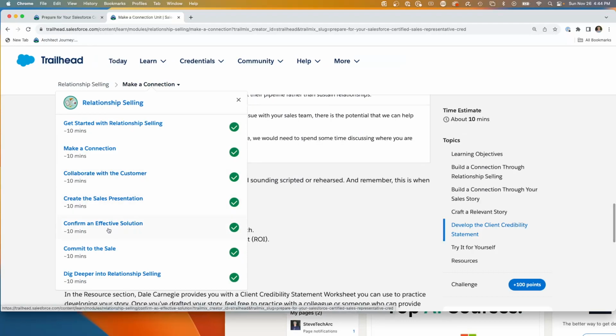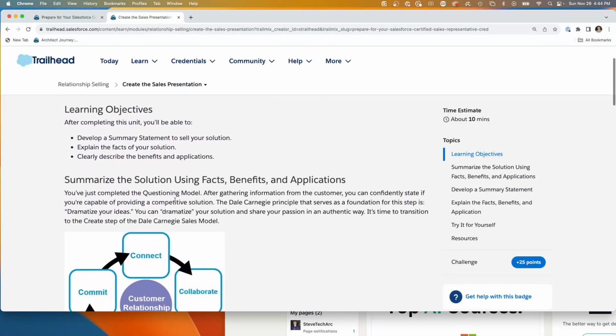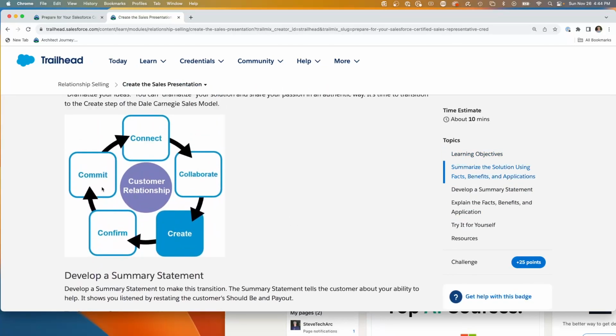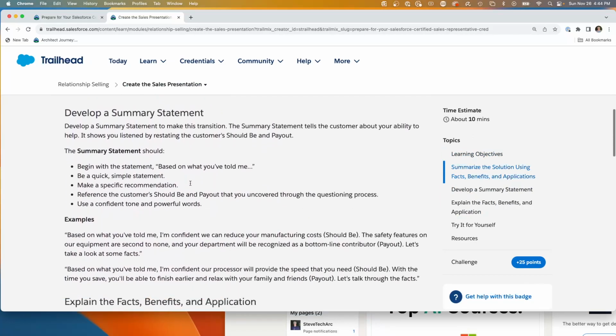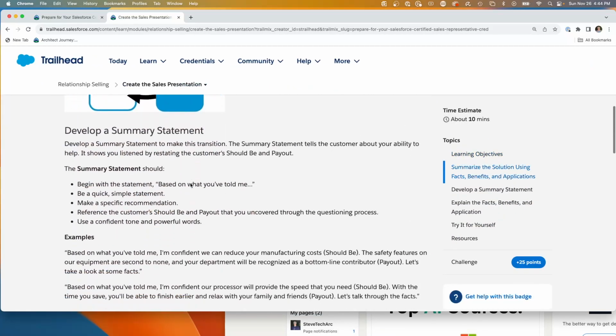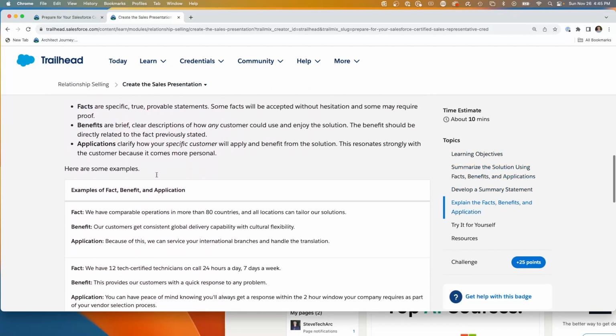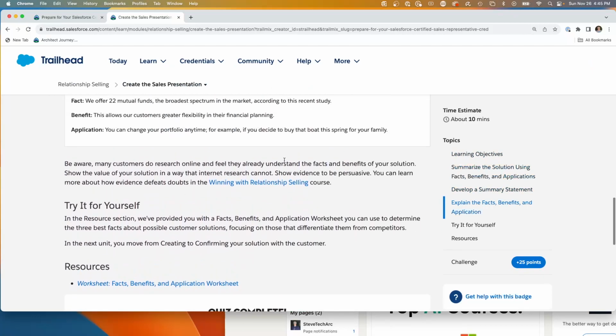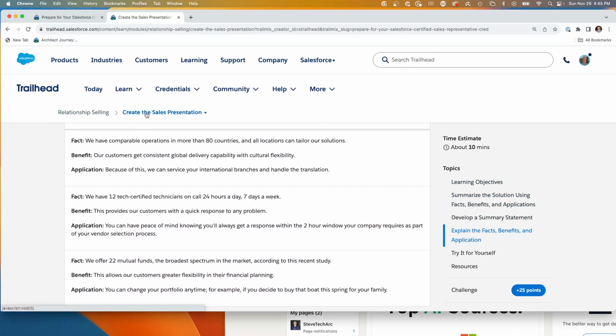collaborating with the customer, creating an effective sales presentation. This whole module here, create, confirm, commit, connect, and collaborate, develop a strategy. I would call this one of the key modules for me that really helped me learn new information and think about the sales process from a different perspective.